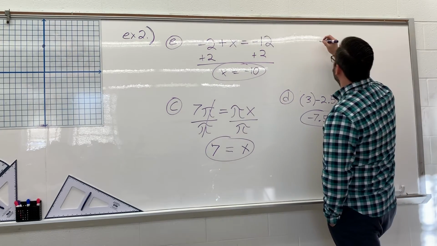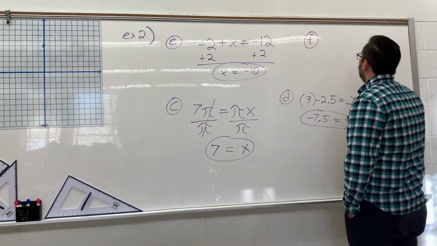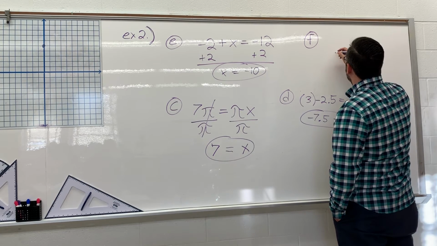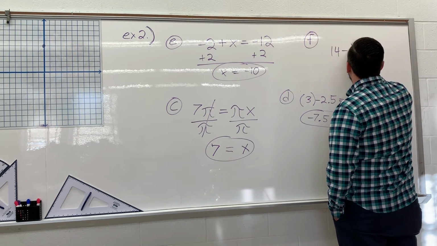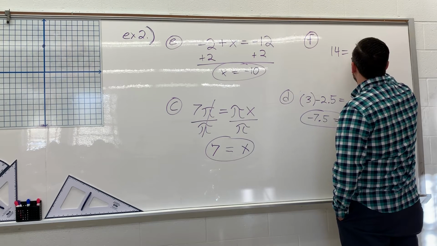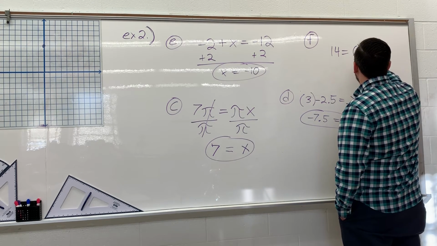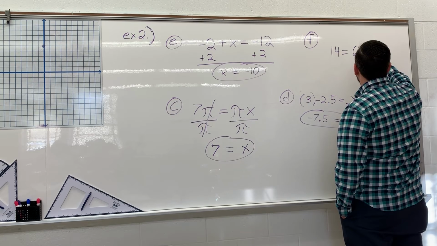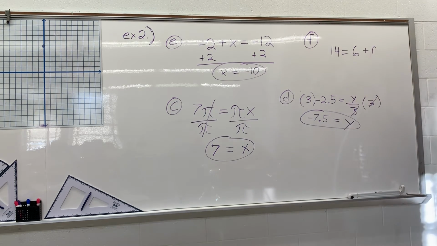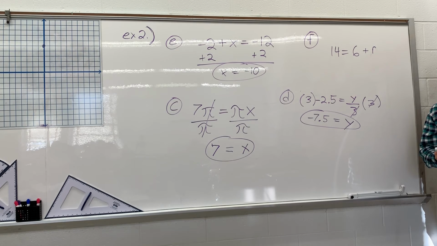And then one more, F. Now the entire equation's backwards, right? That's fine. If r is on the right side of the equation, leave it on the right side of the equation. What number do we need to get rid of? 6. What do I do to get rid of the 6?